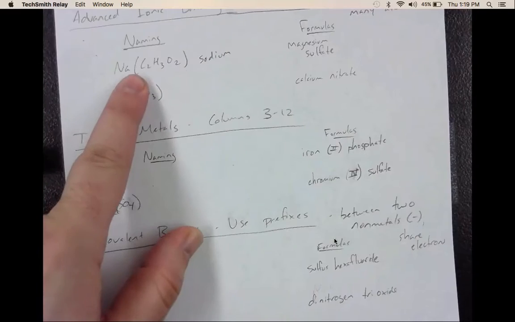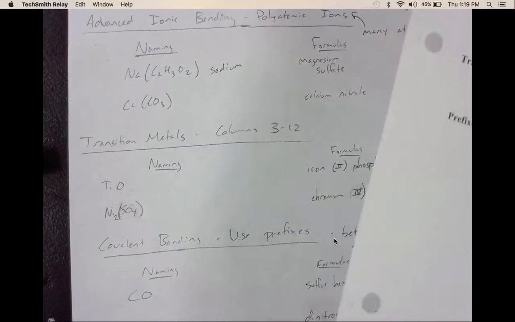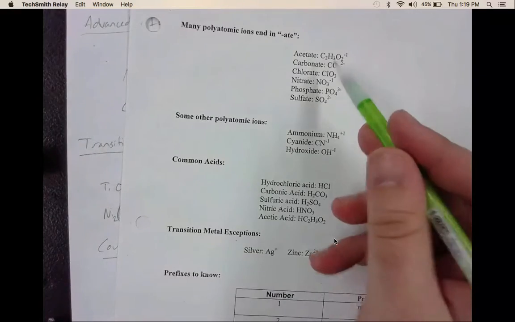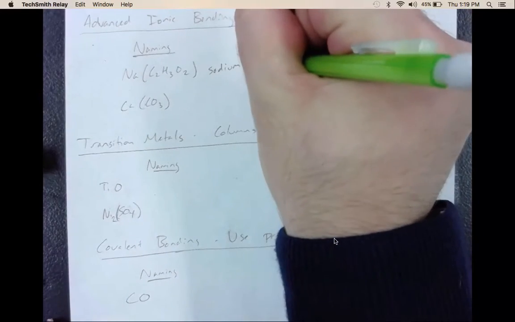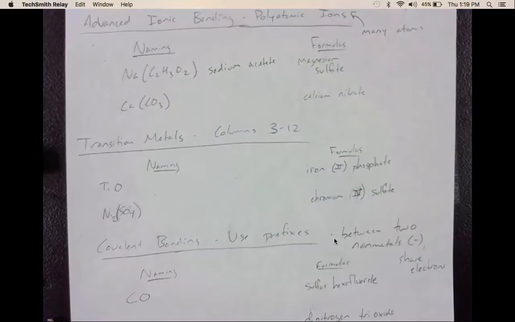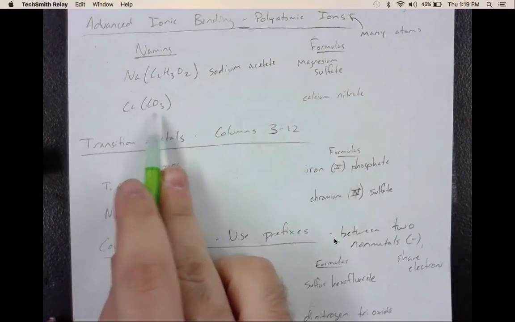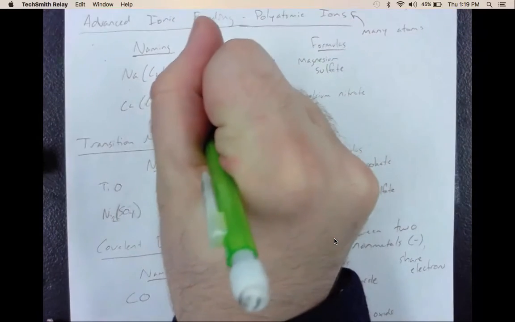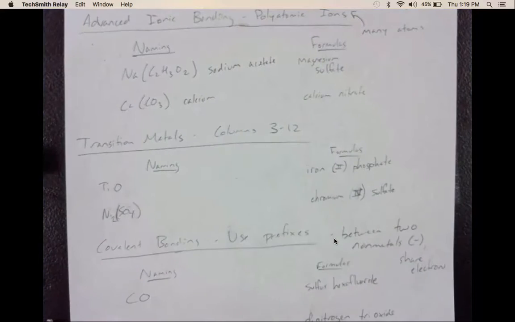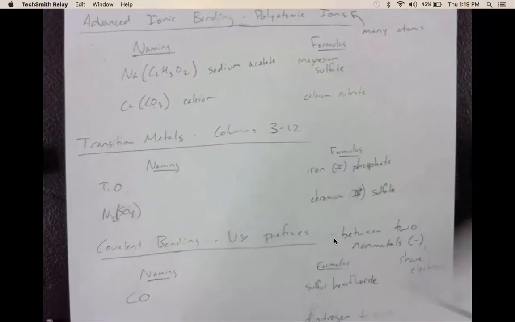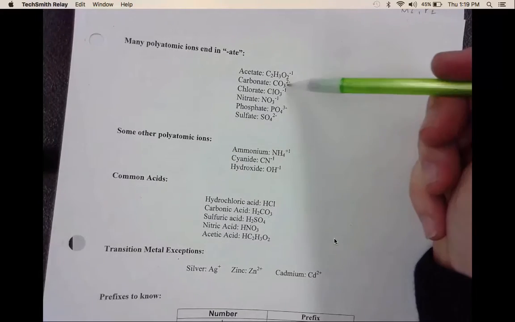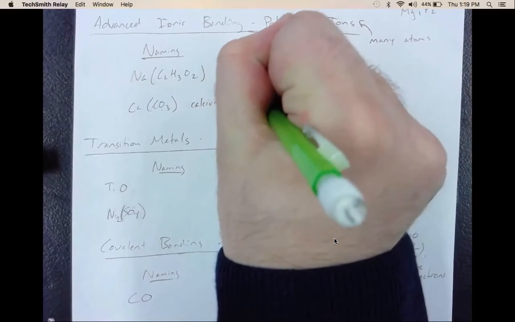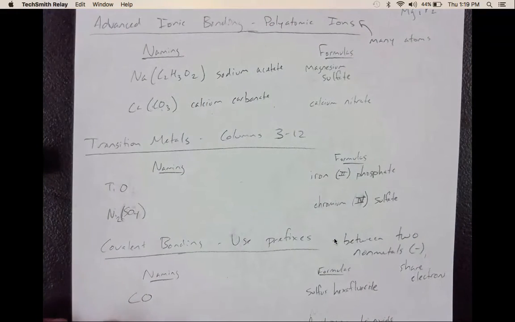So we could look up and see what that guy is, C2H3O2. We look it up, we see it's acetate. So then all we need to do is write acetate, sodium acetate. Next, same thing, calcium. Calcium is positive, so we don't change the name. Next, we need to look up what carbonate is, or what CO3 is. I just told you it's carbonate. You'd see right there that it's carbonate.